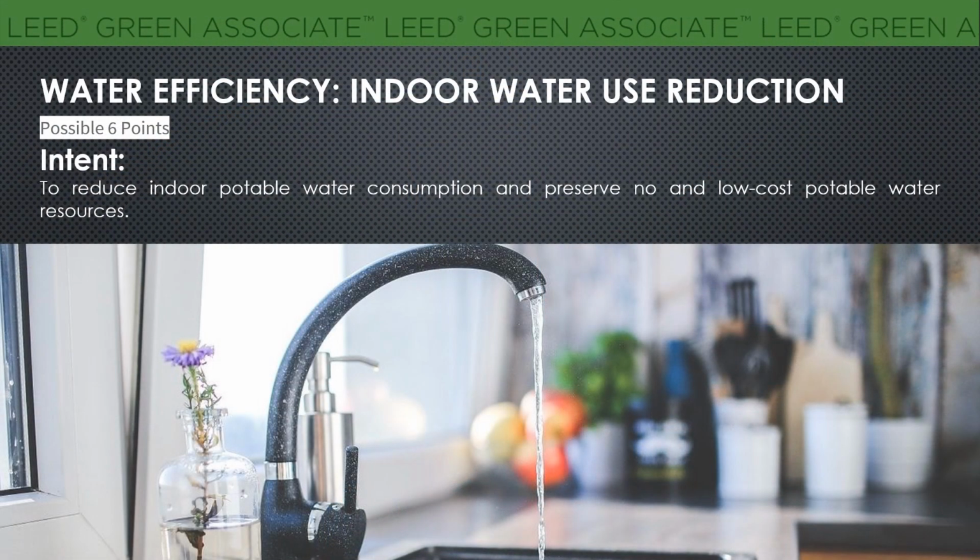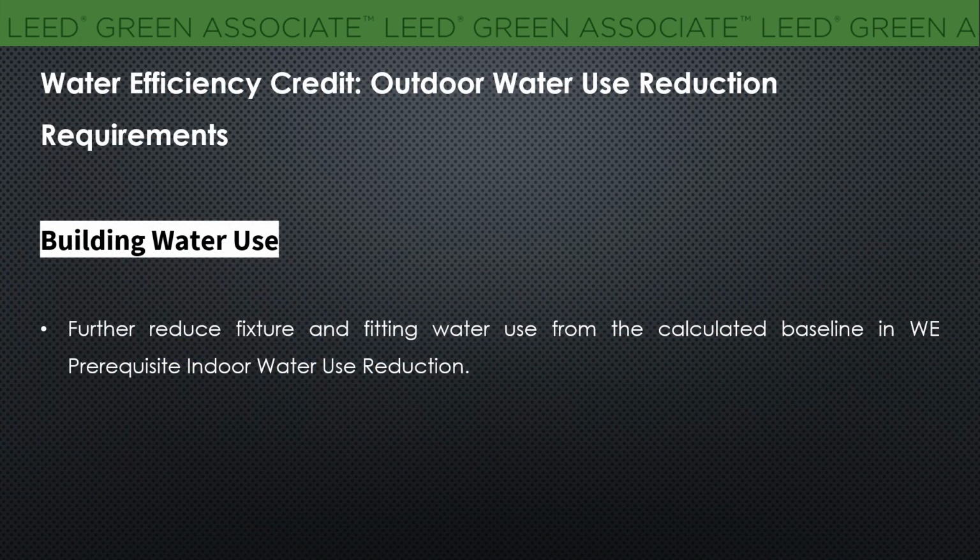Coming to the next credit, that is indoor water use reduction, and for this credit you can earn up to 6 points. And the intent of this credit is to reduce the indoor potable water consumption and preserve no- and low-cost potable water resources. For achieving this credit, we need to further reduce the fixture and fitting water use from the calculated baseline in the water efficiency prerequisite for indoor water use reduction.